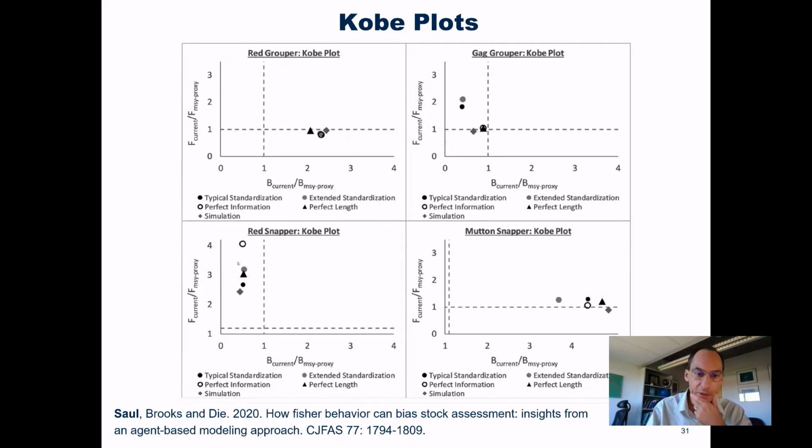Then when you look at stock status, these are 4 Kobe plots for the 4 species. On the x-axis is the current estimate of biomass over its proxy, and on the y-axis is F current over its proxy, so the F ratio. The gray diamond represents where the status of the stock actually was in the terminal year of the simulation, year 20. And then the other points are from the stock assessment runs.